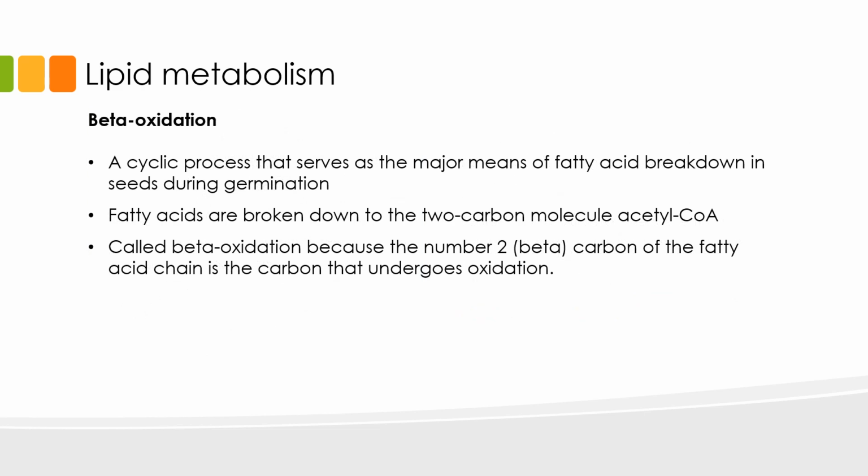How is beta oxidation different from alpha oxidation? Beta oxidation is a cyclic process that serves as the major means of fatty acid breakdown in seeds during germination. Under this pathway, the fatty acids are broken down to the two-carbon molecule acetyl-CoA. The process is called beta oxidation because the number 2 or beta carbon of the fatty acid chain is the carbon that undergoes oxidation first.